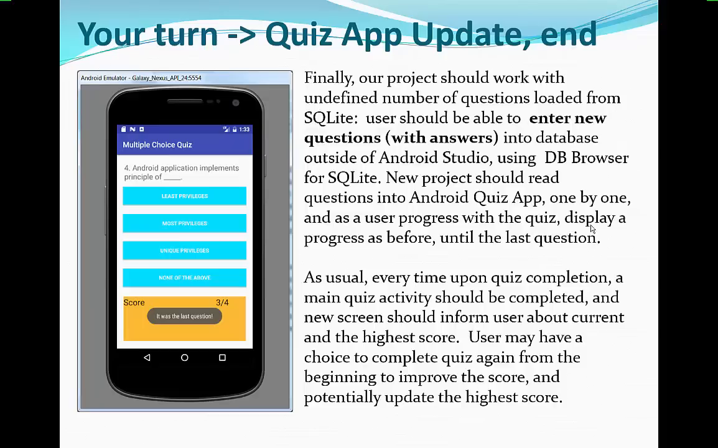After this, the project will be able to read questions into the Android quiz application one by one, and the user answers the quiz and sees the progress as before until the last question. The rest of the functionality is completely identical to the previous project with shared preferences. The user may choose to complete the quiz again, improve the score, and potentially upgrade the highest score. So let's get started.